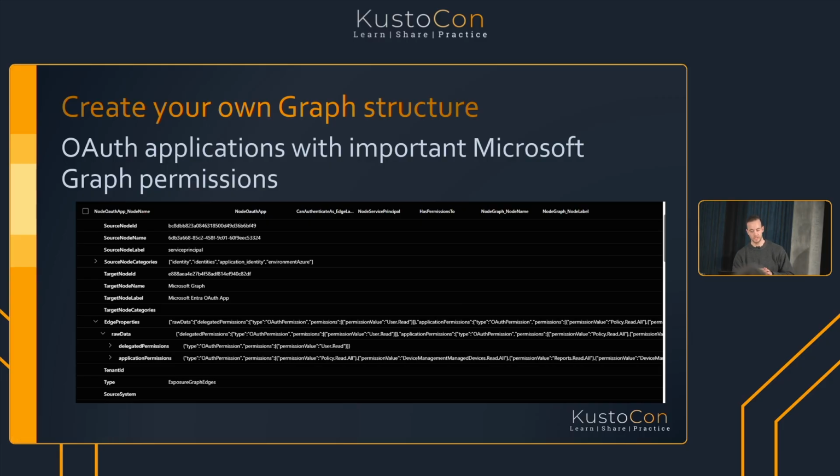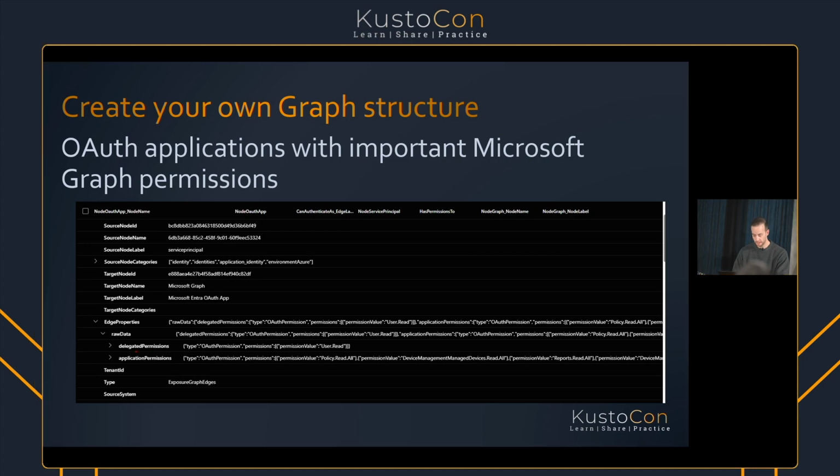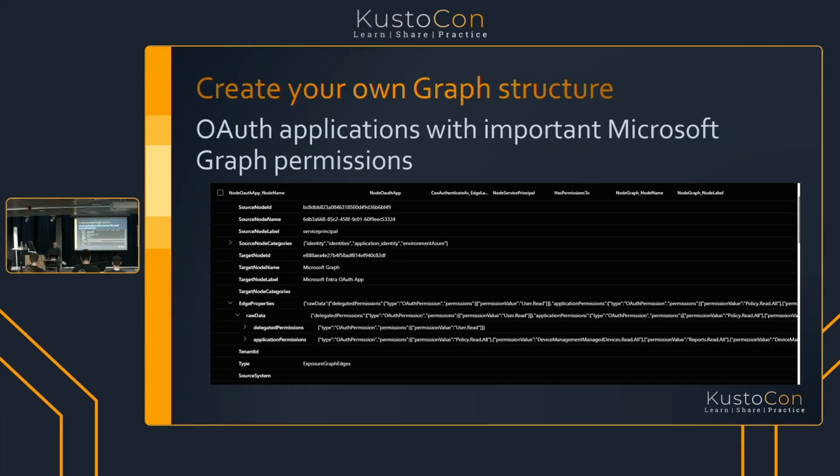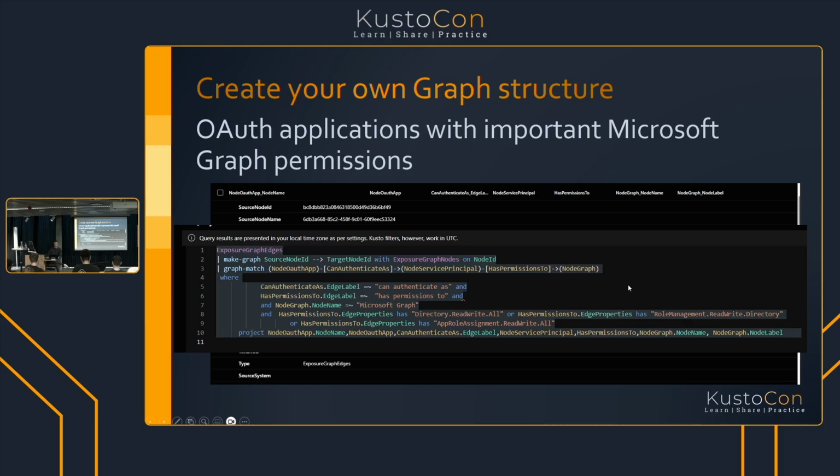Let me show you another example: OAuth applications with imported Microsoft Graph permissions, and that's something else that can be very interesting. So what you see over here, in the edge properties, the raw data, is that the delegation permissions and the application permissions are available. So we can use that to do the hunting. So let's hunt for those OAuth applications.